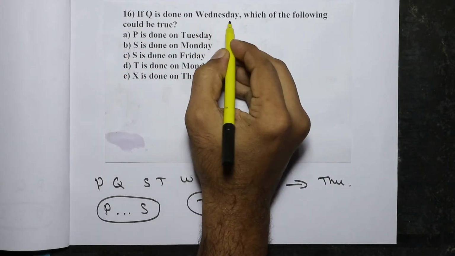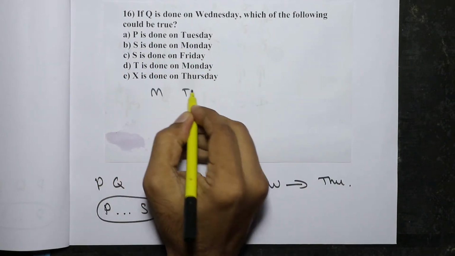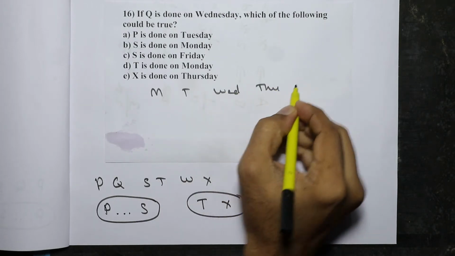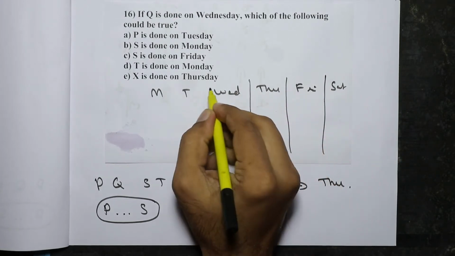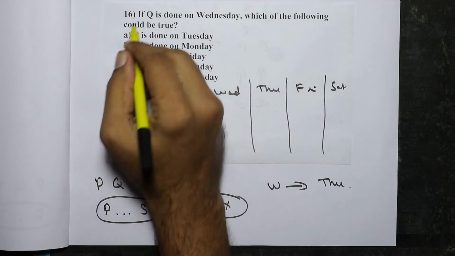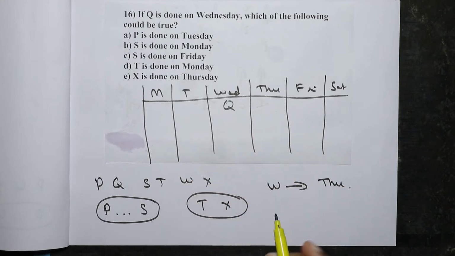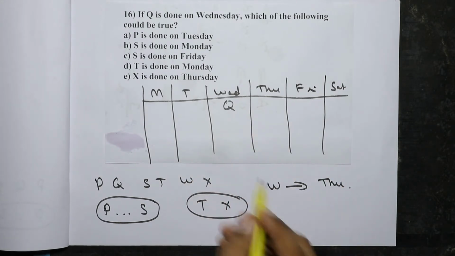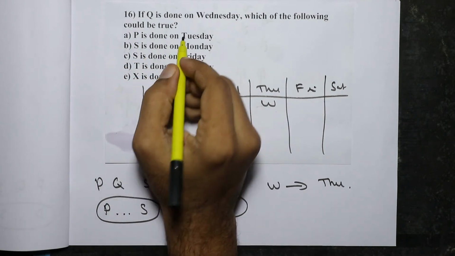If Q is done on Wednesday, which of the following could be true? So the days are Monday, Tuesday, Wednesday, Thursday, Friday and Saturday. Q is done on Wednesday. Now W should be done on Thursday, so W has to be here. Now the two conditions that we have are that P has to be done before S and T and X should be done on consecutive days. Now let us look at the options one by one.